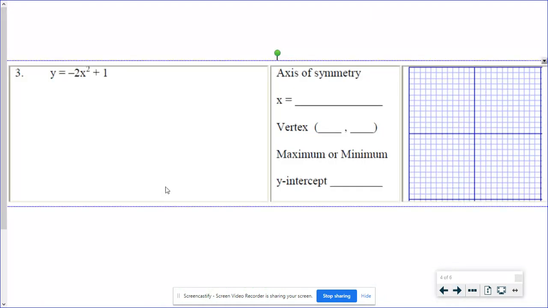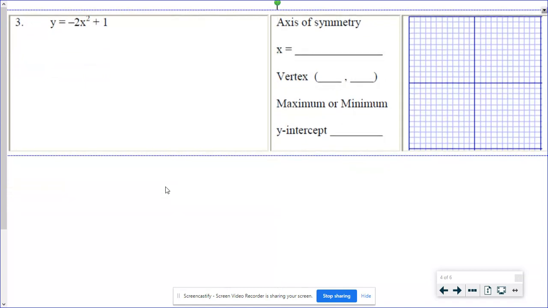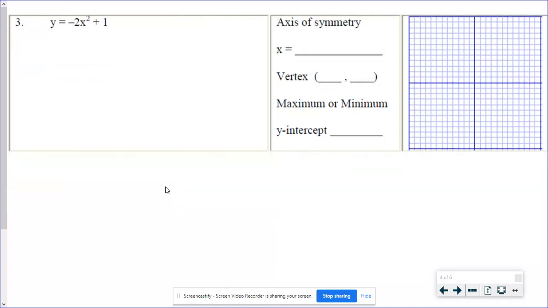This problem is a little different than the first two. 3 and 4 are very similar to each other. And here's why. See if you can figure out A, B, and C. So the A is the number in front of the x squared. The B is the number in front of the x, but there isn't an x. That means that B is 0 this time. And the C is the number that's all by itself with no variables, so C is 1.